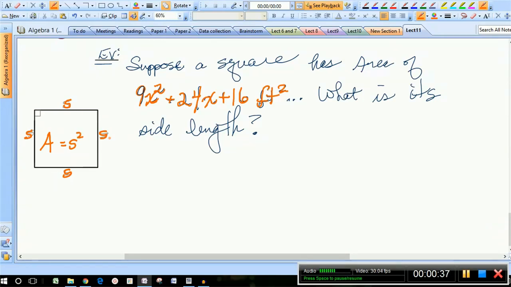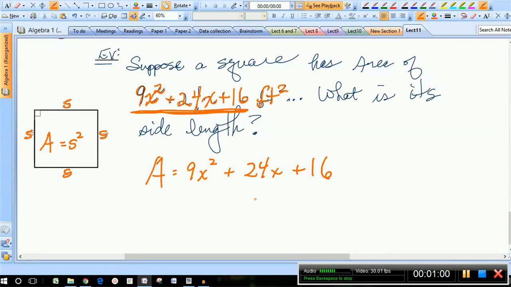So what would we like for this trinomial to look like? We're looking for factors of this. This is the area: 9x squared plus 24x plus 16. And we'll leave the units for afterwards, okay? So I would love for this to be a perfect square trinomial. Let's see if it works out that way.